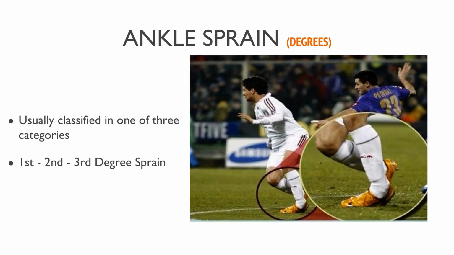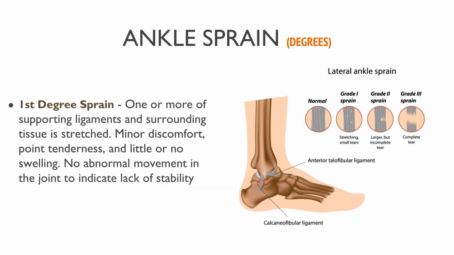Ankle sprains are usually classified into one of three categories, or degrees, based on their severity. These are known as first, second, and third degree sprains. The image here shows a common scenario in sports where an athlete might experience an ankle sprain due to a sudden twist or impact. Let's start with the first degree sprain.